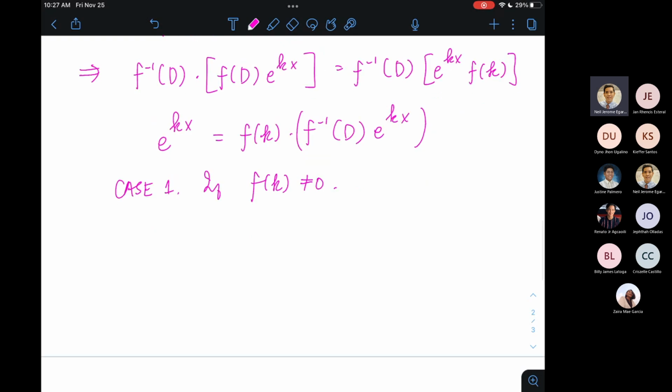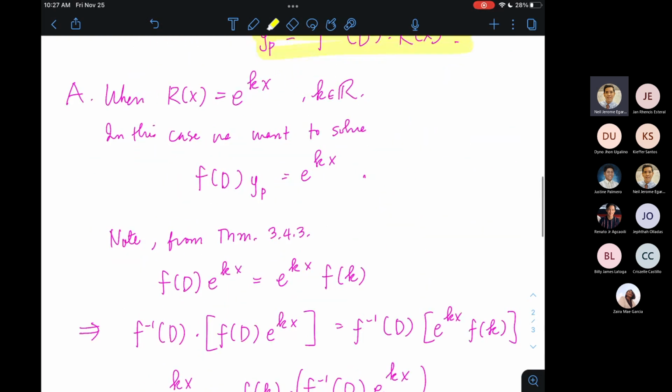Because if f of k is not equal to 0, then we can divide both sides by f of k, and I'll flip the equation. So I'll have f inverse of D applied to e to the kx equal to e to the kx all over f of k, right? And this is how we compute the inverse operator applied to e to the kx. All right. So this is extremely helpful if r of x is e to the kx.